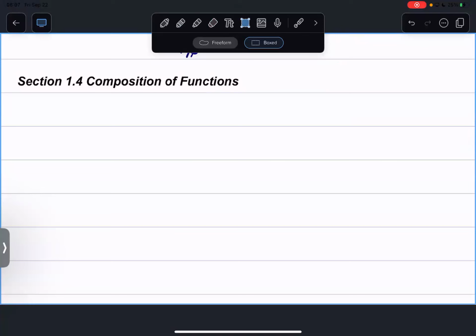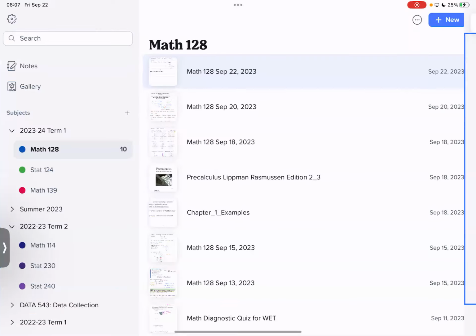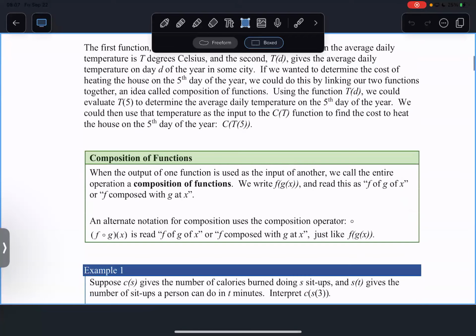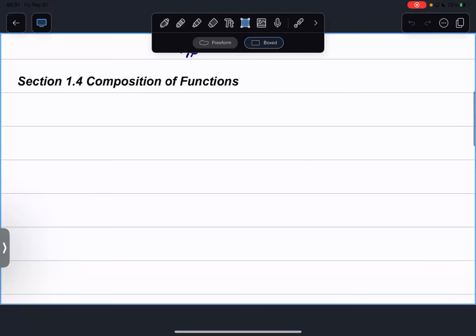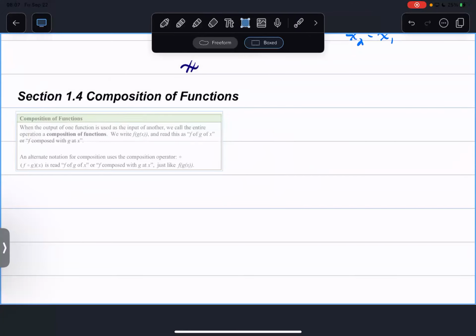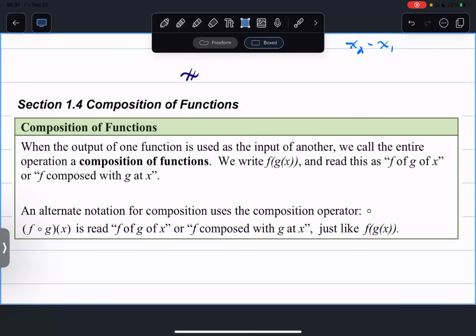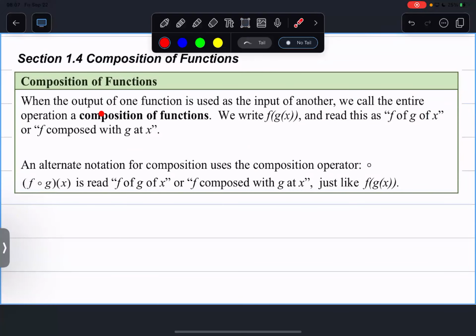Function composition is when we have two functions and we can see how they relate to each other by taking the output of one and using it as the input in the other function. And so let's start with a little definition box, introduce some notation, all that fun stuff. Okay. So when the output of one function is used as the input of another, we call the entire operation a composition of functions, right? We kind of put them together and see how they act together.